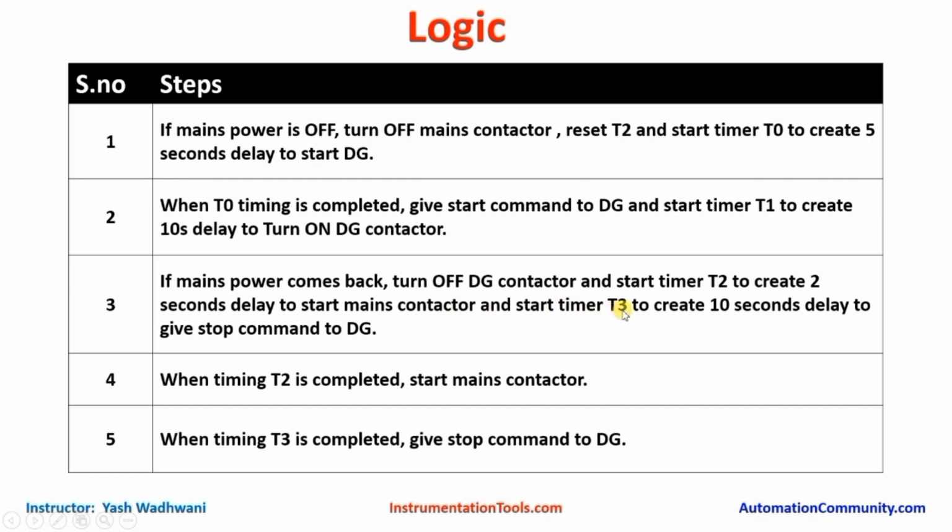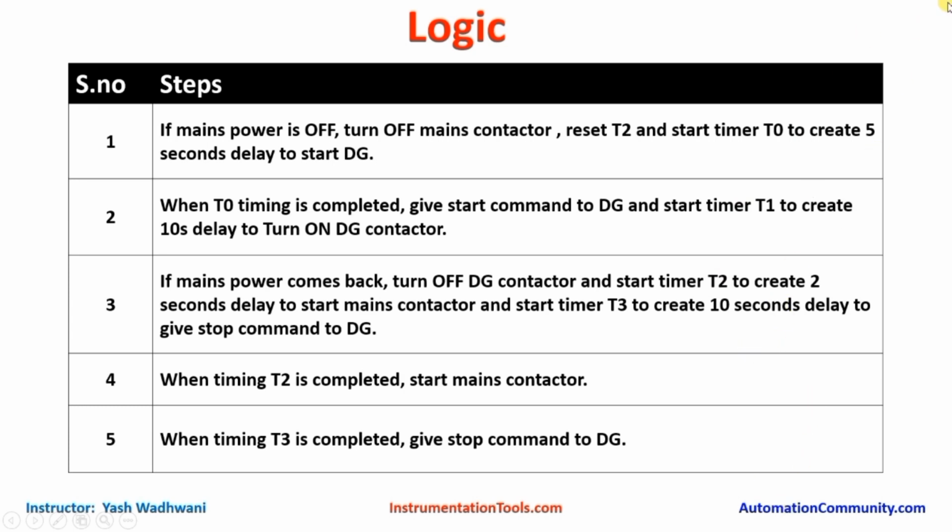It should also start timer T3. This will create a 10 seconds delay to turn off our diesel generator. Now when the timing of T2 is completed, it will start the mains contactor, that is, after 2 seconds the mains contactor will turn on. And similarly, when T3, which is the 10 seconds delay, is completed, it will give the stop command to the diesel generator. So our DG will finally stop. So friends, this was all about our logic.